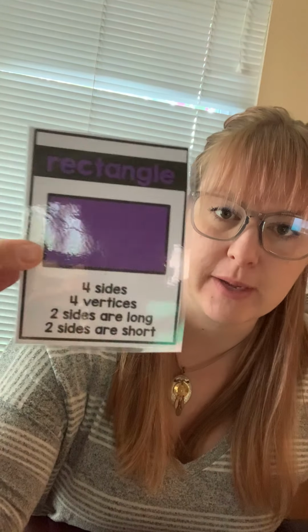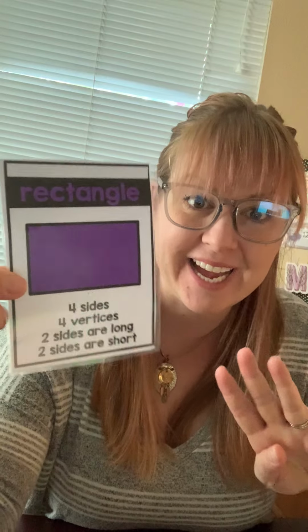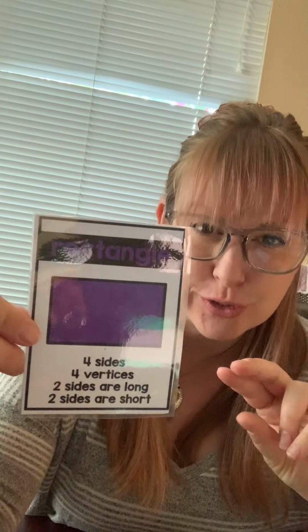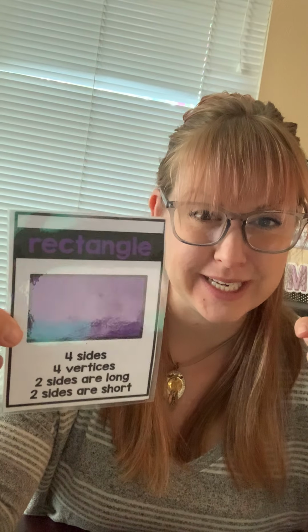For today's math lesson, we're going to focus on what makes a shape, right? So remember we learned about these shapes. A rectangle, right? It has four sides, four vertices, two sides are long, two sides are short. That's what makes this a rectangle, right? So I have a question for you.